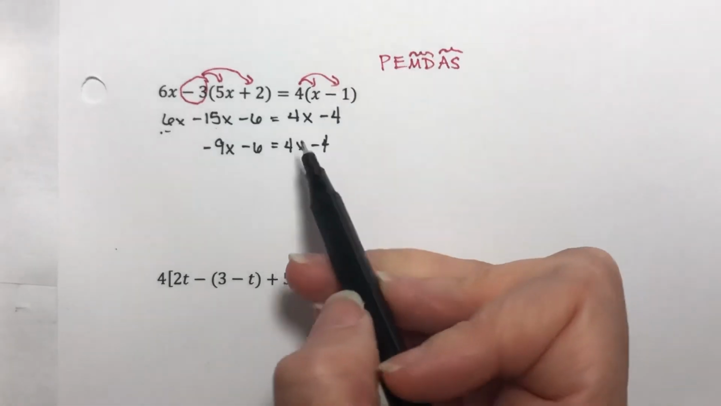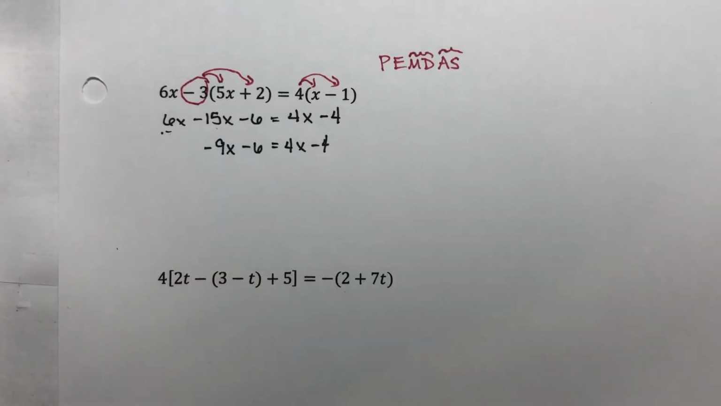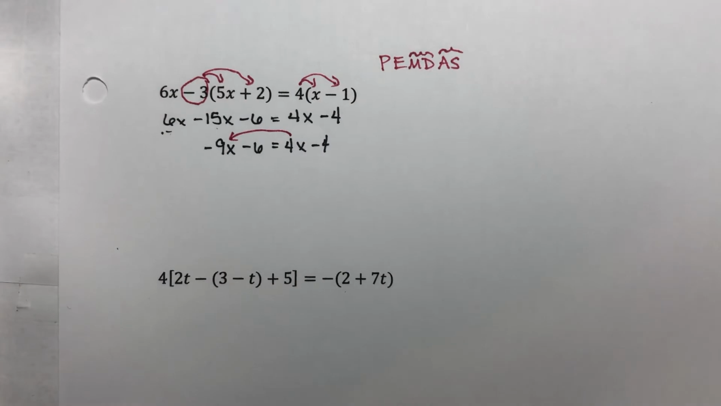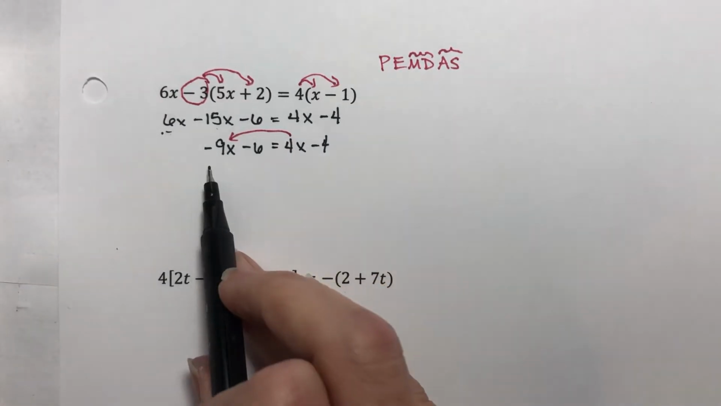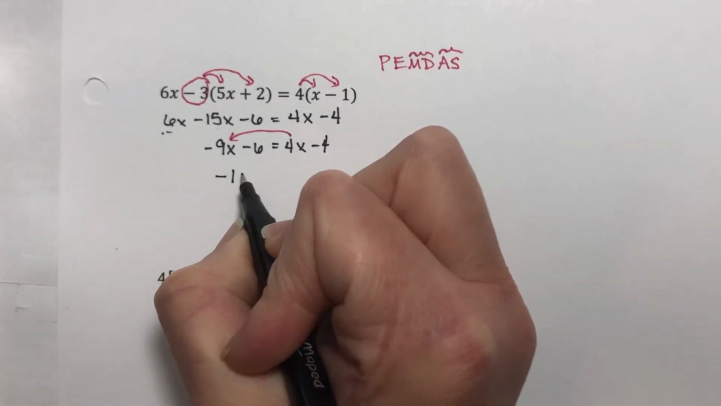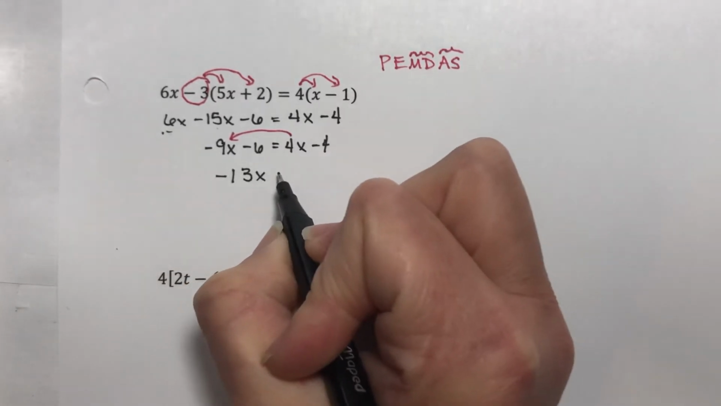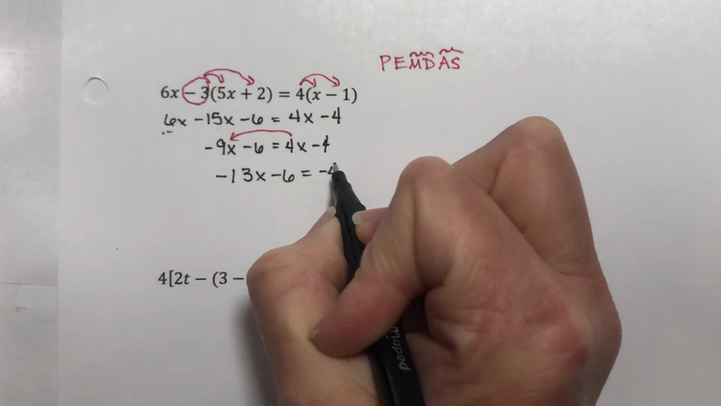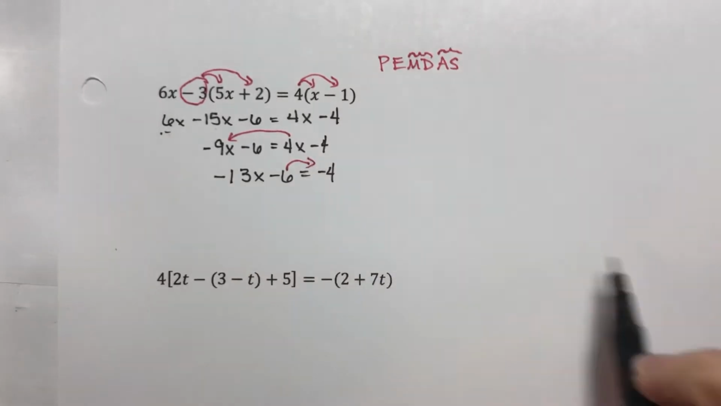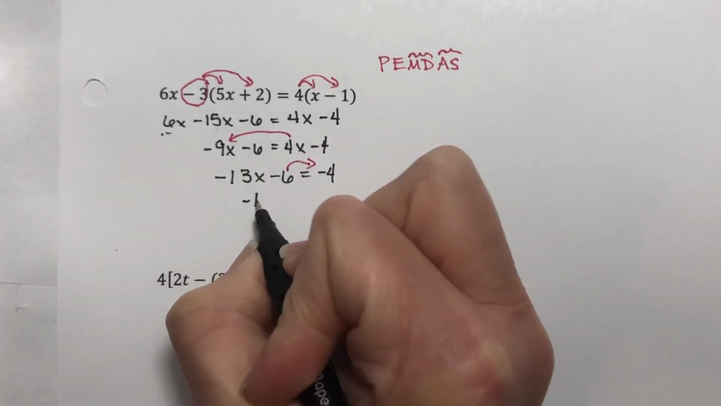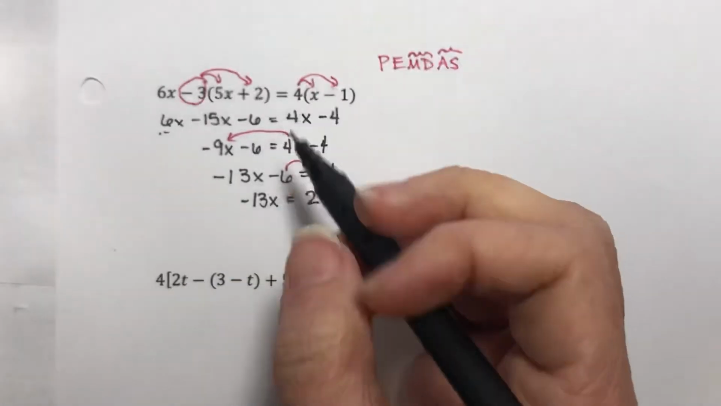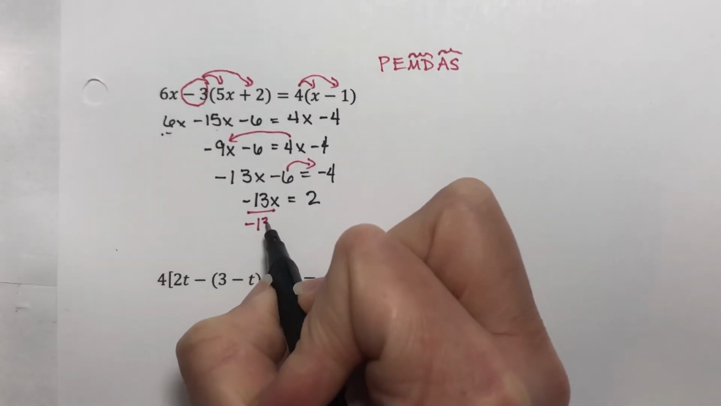Now I need to get my x's together. It does not matter which way we go, so let's try moving this over to here. That means I'm going to subtract 4x from both sides. -9x minus 4x would give me -13x minus 6 is equal to -4. Now I need to add 6 to both sides. That gives me -13x is equal to +2. Now divide both sides by -13.